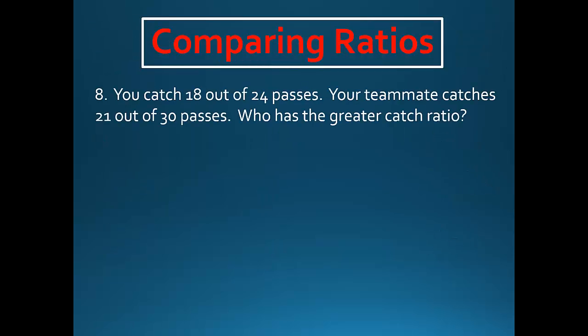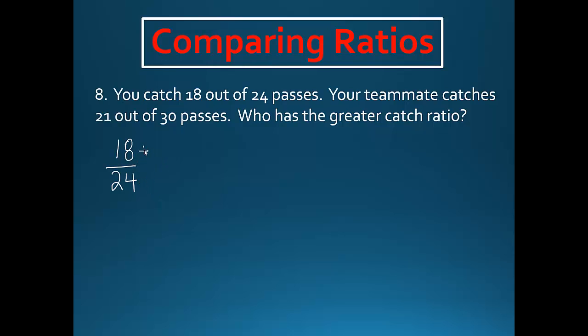Now let's look at comparing ratios. For number 8, you catch 18 out of 24 passes. Your teammate catches 21 out of 30 passes. Who has the greater catch ratio? So let's look at you. You have 18 out of 24 passes. So let's go ahead and simplify this ratio.